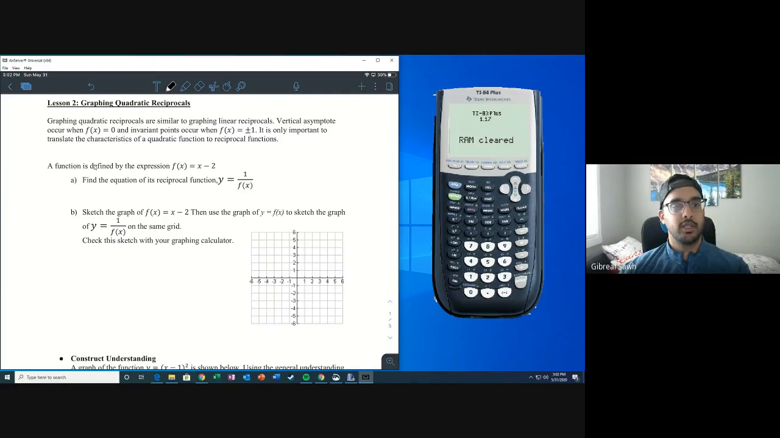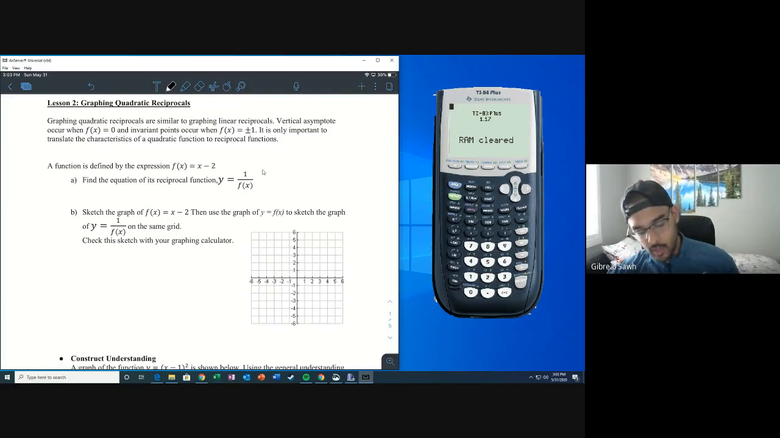So I've got a function here. It's defined by f of x is equal to x minus 2. So this would be a linear one. We're going to go through this example first to remind us of all that stuff we did last time, and then we'll take it a step further and look at the quadratic. So we're asked to find the equation of its reciprocal function, 1 over f of x.